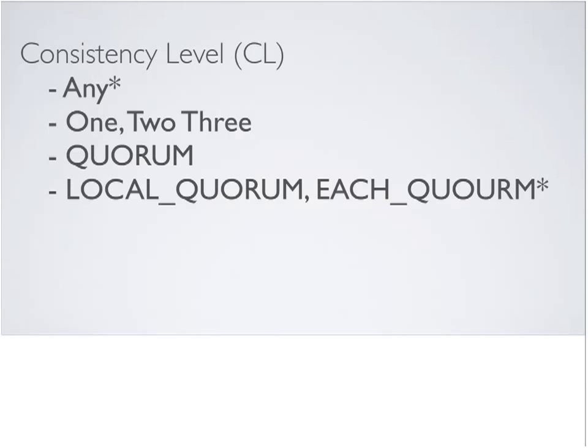Consistency level is essentially an enum. There's a consistency level of any, which is only available for writes, 1, 2, and 3 as you'd expect. But the main ones we use are quorum, a local quorum, which is a quorum in my local data center, and each quorum, which is a quorum in each data center. Each quorum is only available for writes.